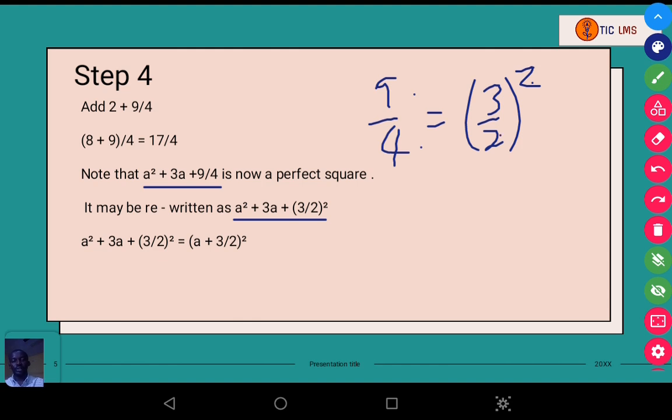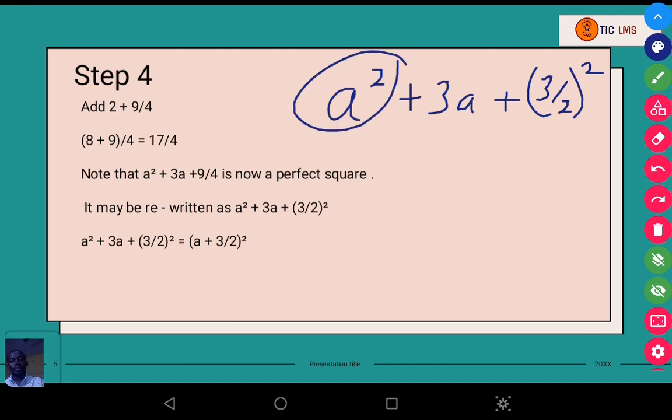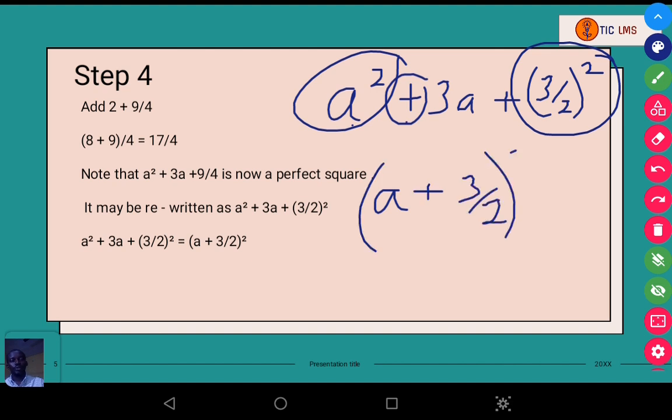Okay, so it can be written as that, and it's a perfect square because now if you take a squared plus 3a plus 3 over 2 squared, you can write it in a different form. All you need is a squared, you need this, and then you need that sign there. So just take a plus 3 over 2, and then you apply your square. Now that is how you arrive at this a plus 3 over 2 all squared.